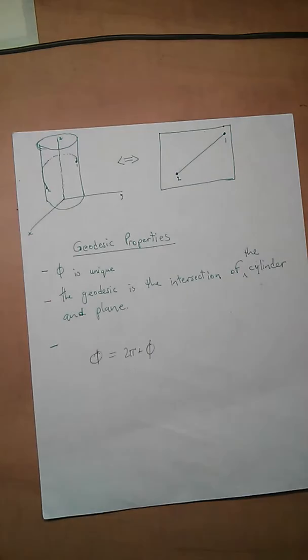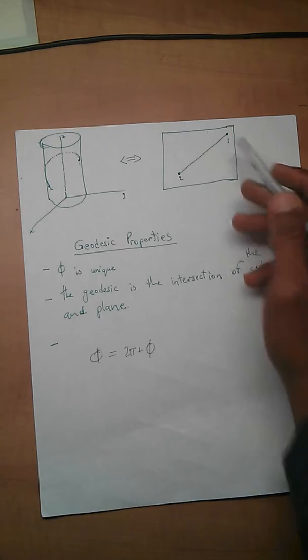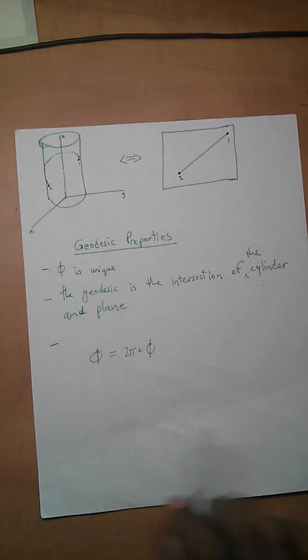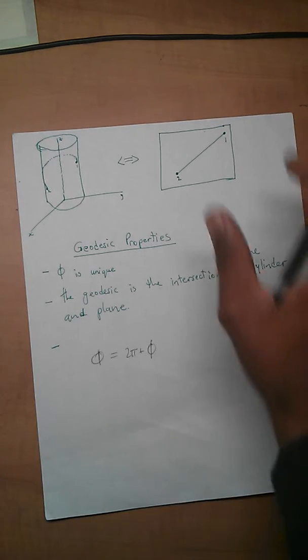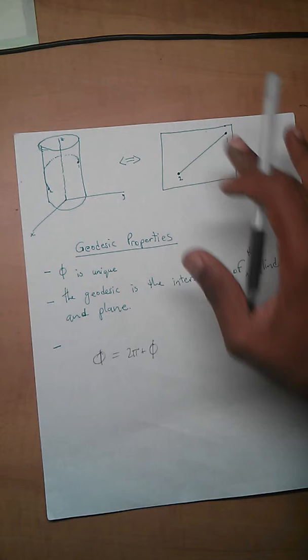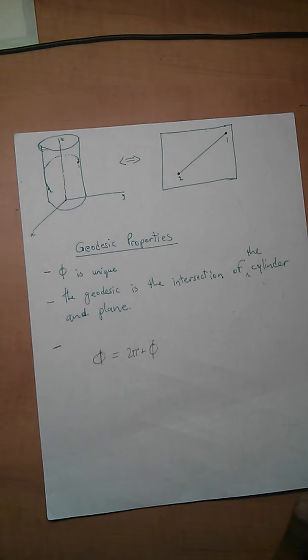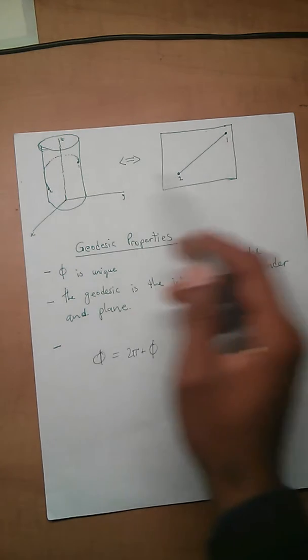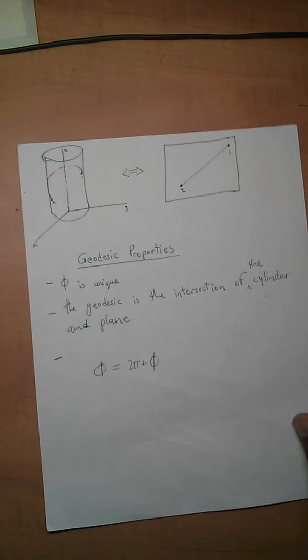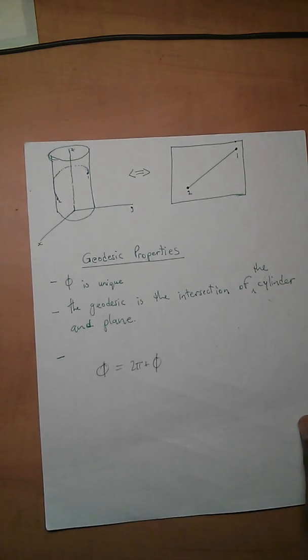Well, when you unwrap it, you realize that it's actually a straight line, which kind of reiterates what I said in the beginning, that this is unique, and that for 2 points, there's only one short path. So this kind of proves that this is the shortest path.